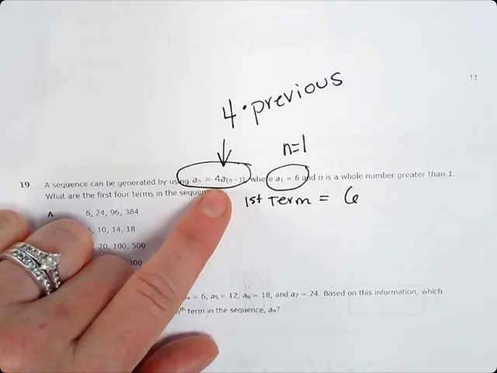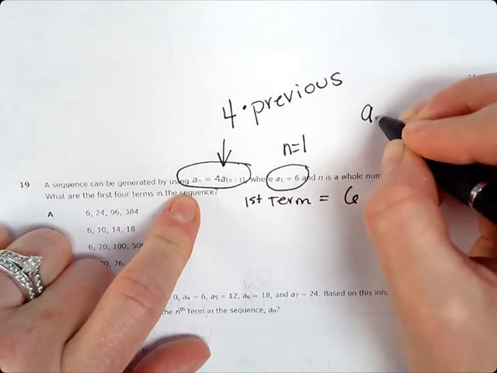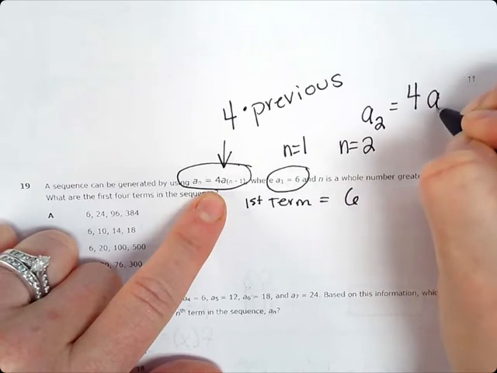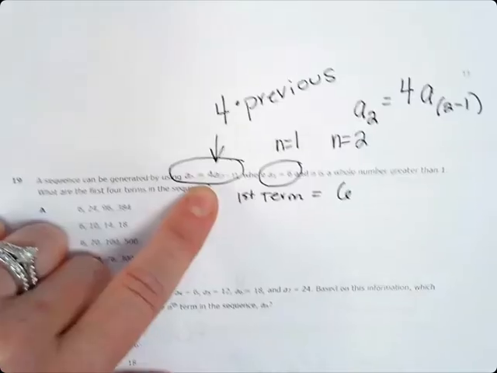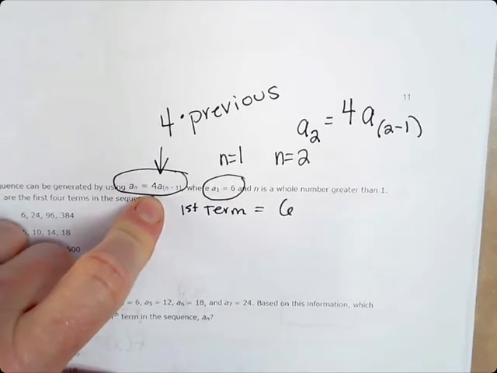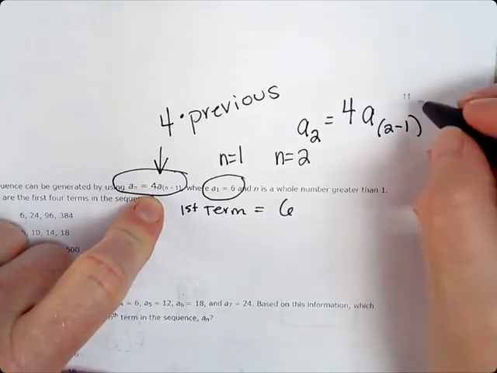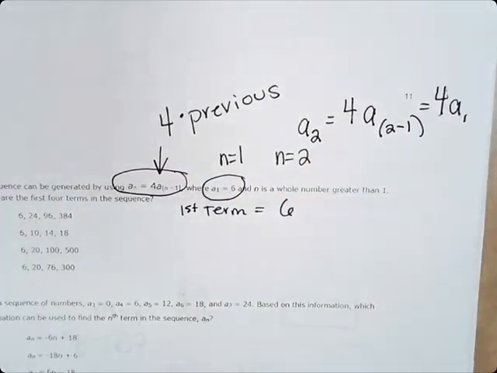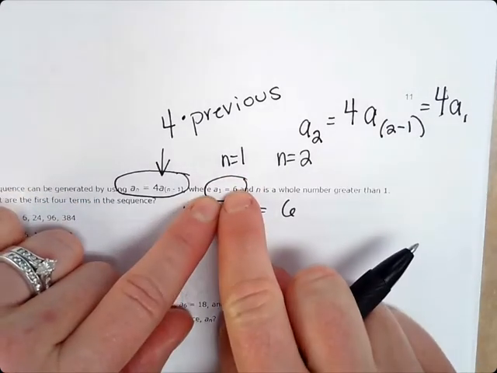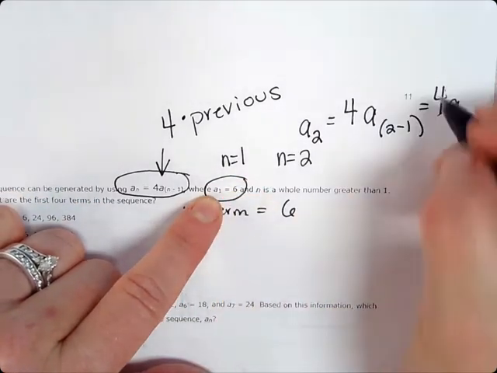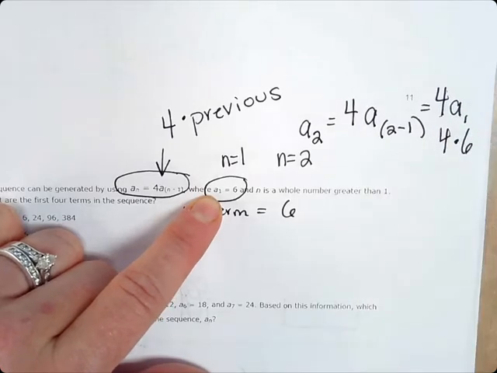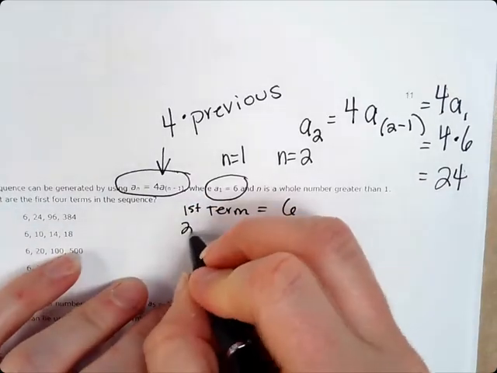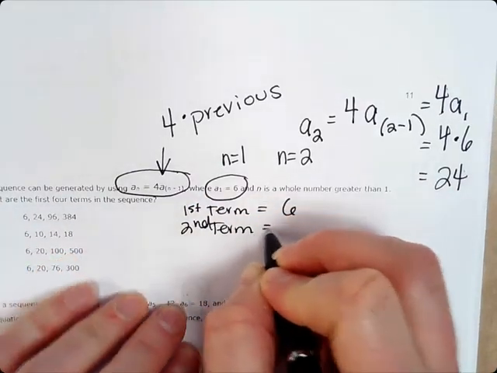Four times the previous. Because if I want to find A2 where N is 2, I'm going to do 4 and then A2 minus 1. Which means 4. 2 minus 1 is just 1. So 4 times A1. They already gave us what A1 was. That's 6. So we do 4 times 6 to get our next term. That equals 24. So our second term is 24.